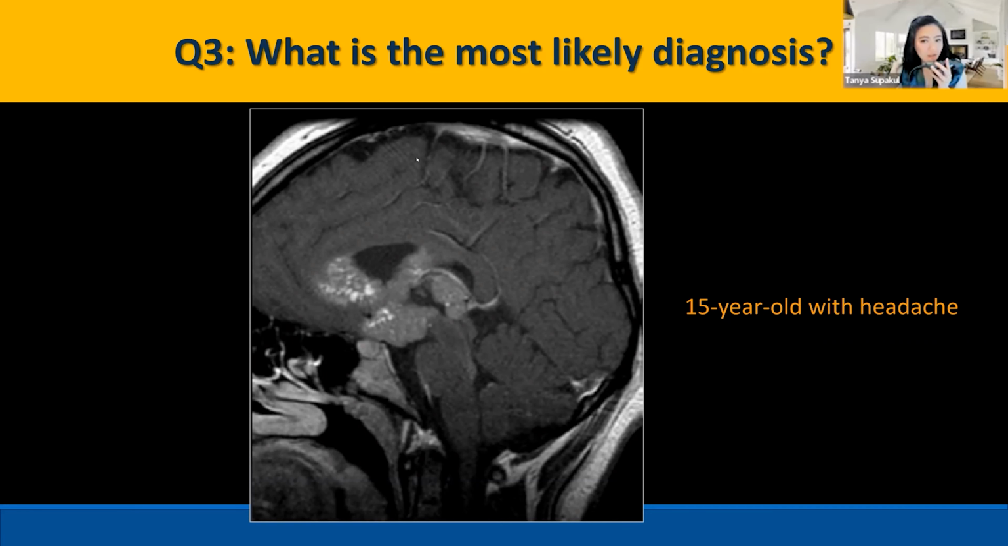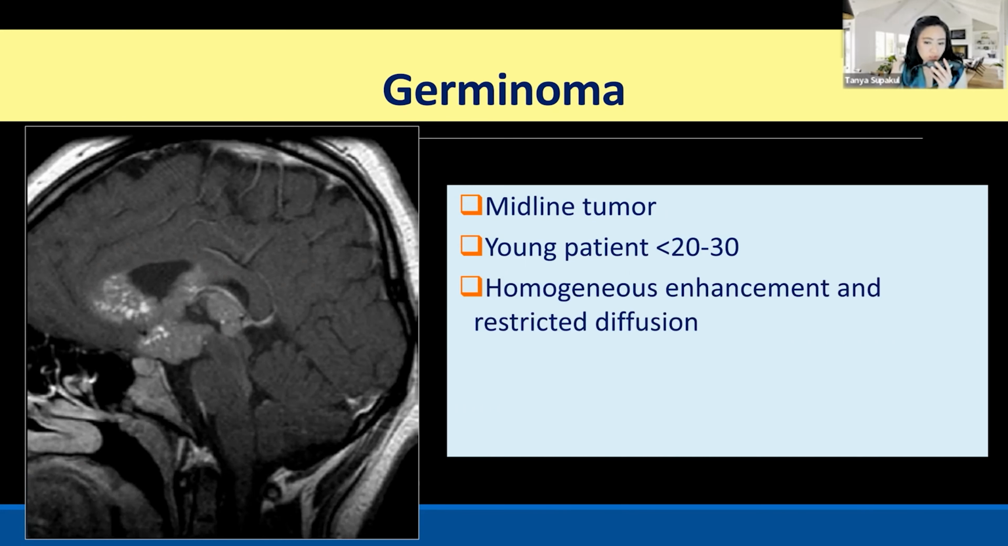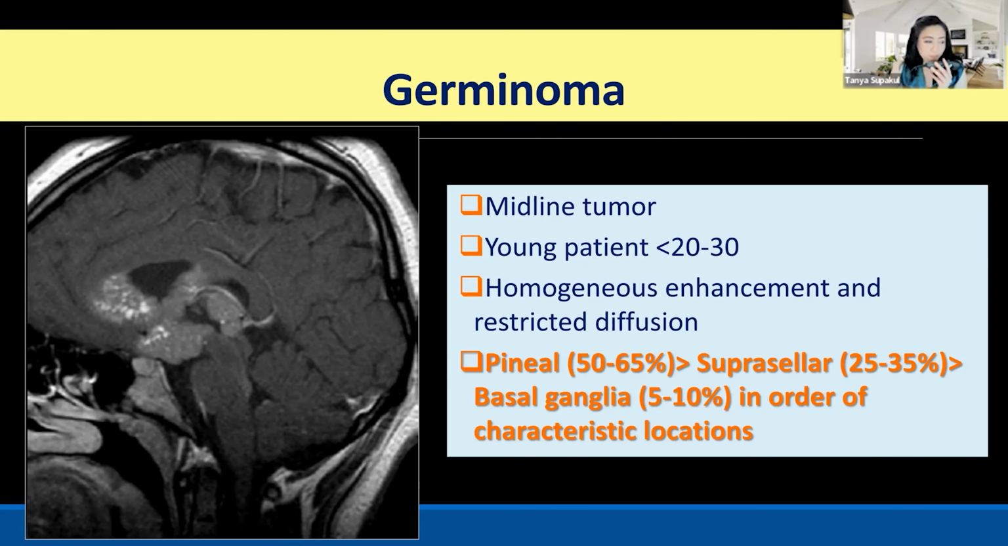I think it's unfair because I did not give you the DWI image. But if I give you the DWI image and it shows restricted diffusion, what do you think it is? Yeah, I would say a germinoma. Right. So when you see lesions in the pineal and also in the suprasellar area, we need to check the DWI. If it shows restricted diffusion, it should be a high-grade tumor, and germinoma is the most common midline tumor. Like two locations together, right? Pineal and suprasellar.